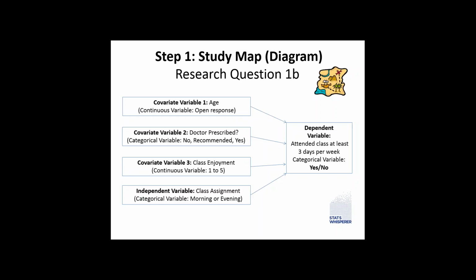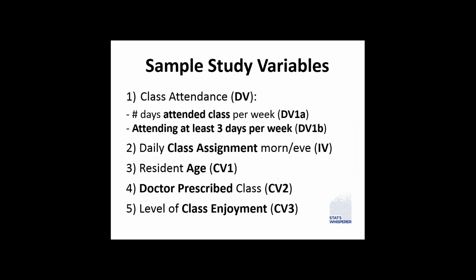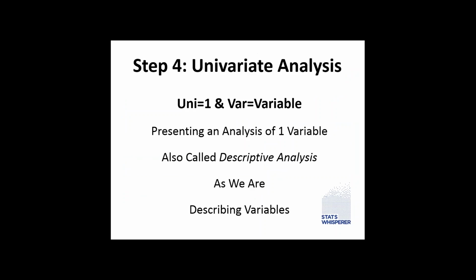Now, if we look at research question 1B, it's all the same except the dependent variable has been dichotomized into attended class at least 3 days a week, yes or no. So in essence, we have 5 study variables to bring into univariate analysis.